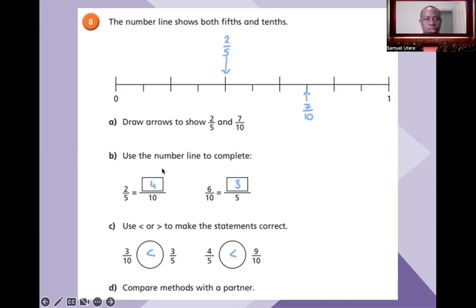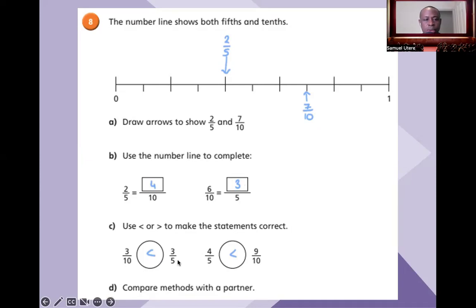And then here you're asked to use the number line to complete this. So you have 2/5. The denominator is 10, so it's been made 2 times bigger. So we need to make the numerator 2 times bigger. Here, we've made the denominator 2 times smaller. So we'll have to make that 2 times smaller. So that is to divide by 2.